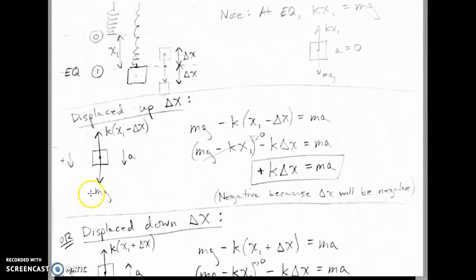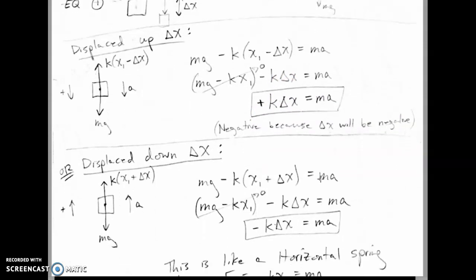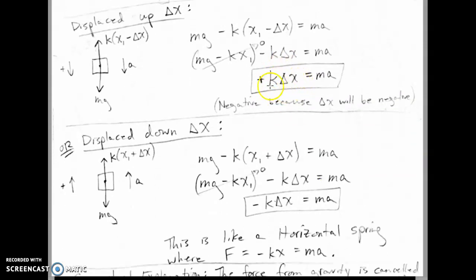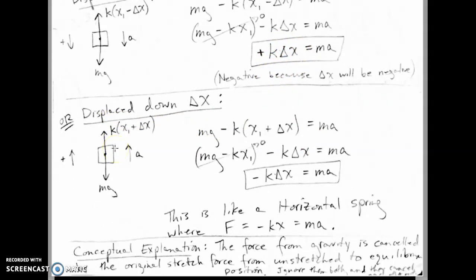So these two terms cancel each other out, and you're left with k delta x equals ma for upward displacement, not including mg there. And then for downward displacement, similarly, you've got mg down, and then k(x1 plus delta x) is the upward force, and the acceleration is upward. Again, these two terms cancel out, and again you get just k delta x equals ma. So this is just like a horizontal spring where F equals kx equals ma.